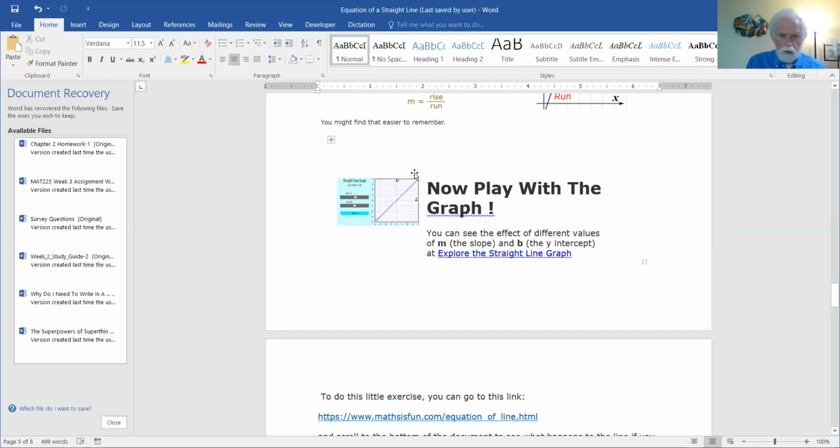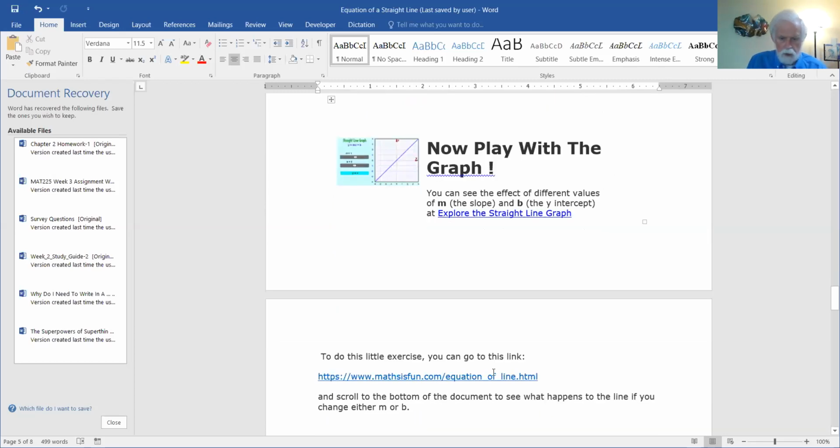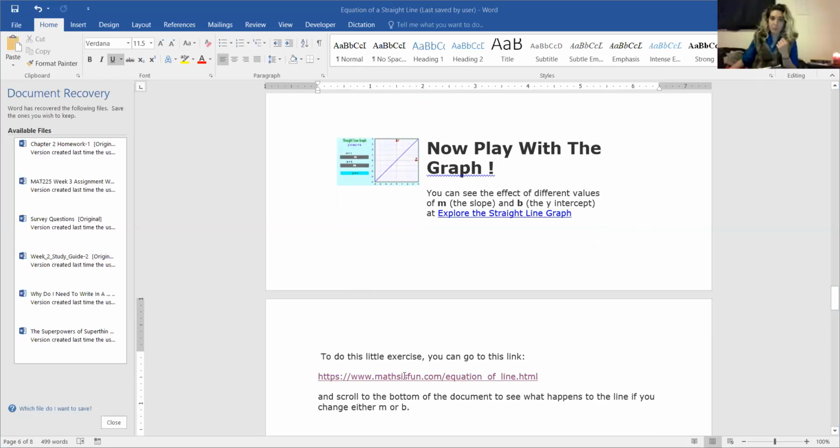Now, you can play with this by taking this link when I send it to you and see what happens. So I'm going to go ahead and actually do that. I don't know if you're going to be able to see this or not. Can you see something called the equation of a straight line on Math is Fun, or do I need to change the screen share? Change the screen. Got it. I thought maybe that would happen.